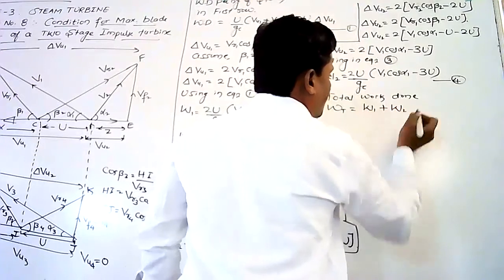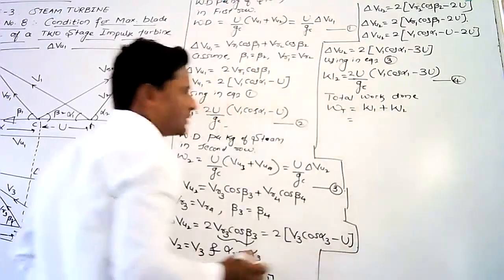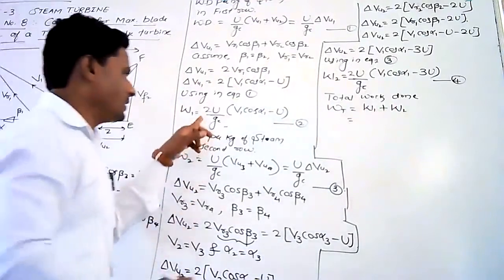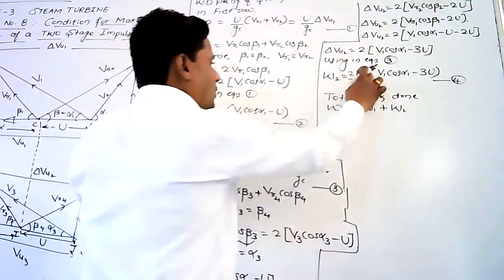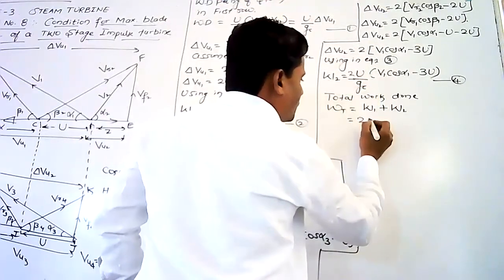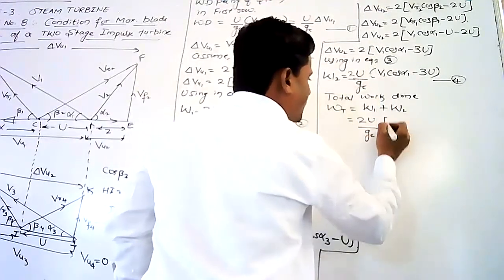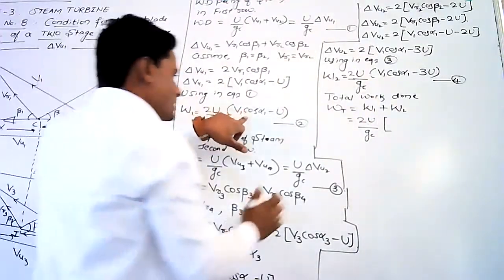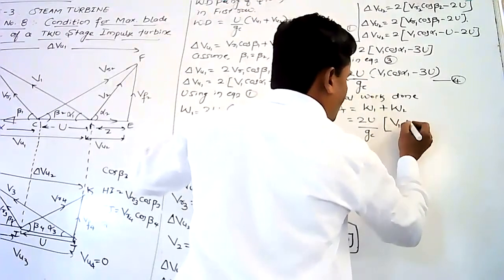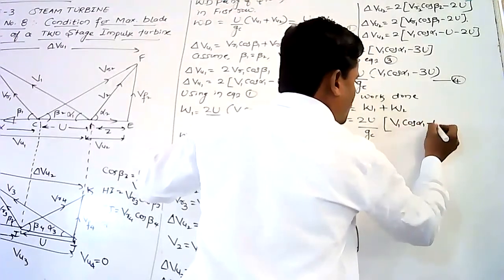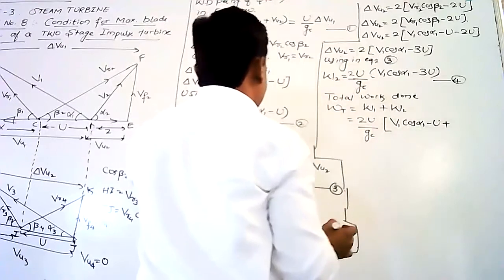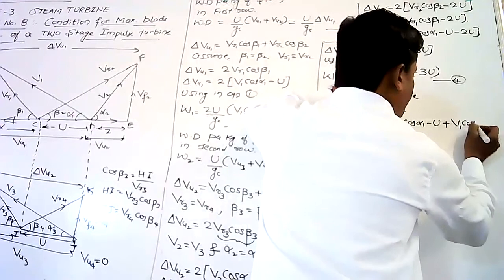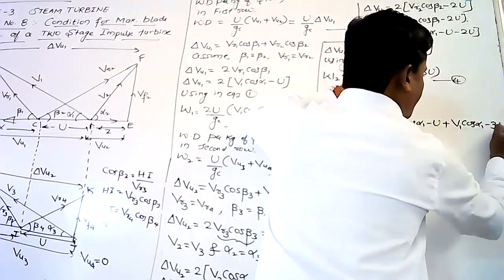So here substitute the W1 and W2 in that equation. Here 2u by Gc is a common term. Let me take it outside the bracket. So what is the term remaining inside the bracket? That is V1 cos alpha 1 minus u, plus V1 cos alpha 1 minus 3u, as it is.